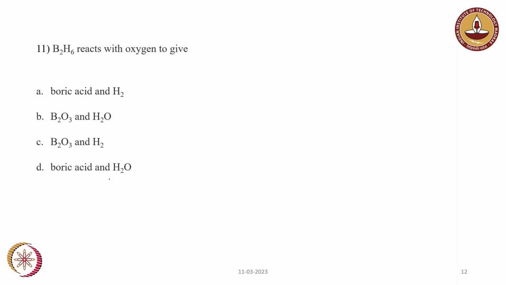So diborane reacts with oxygen to form boron trioxide and water. So B2H6 plus 3O2 will give B2O3 plus 3H2O. So option B is the answer.